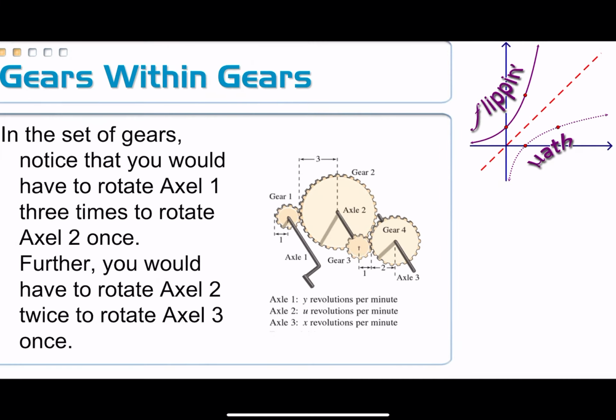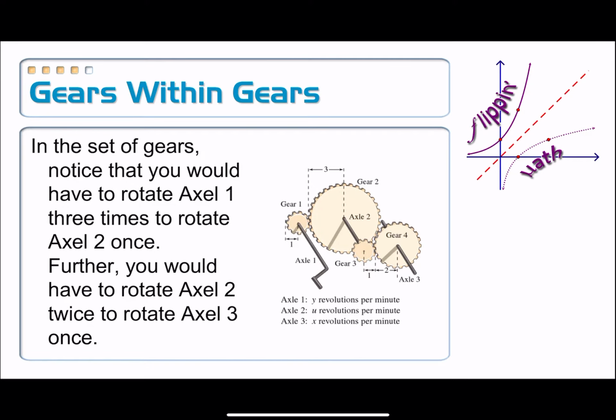Okay, so in the set of gears, notice that you would have to rotate axle 1 3 times to rotate axle 2 once. Does this make sense? Notice that the radius here is 1 for gear 1, and the radius for gear 2 is 3. So, in other words, the circumference of gear 2 is going to be 3 times as big as gear 1. So I need to spin it 3 times just to get gear 2 to spin around once. When it spins around once, then that's going to spin around this gear 3, okay?